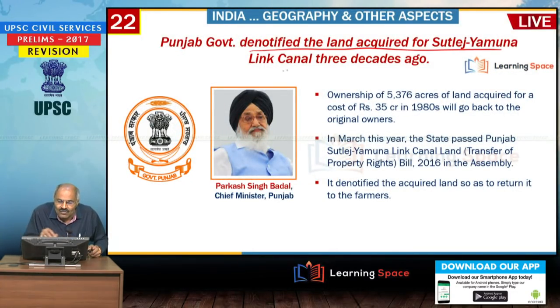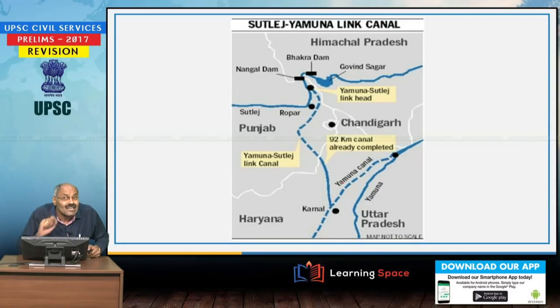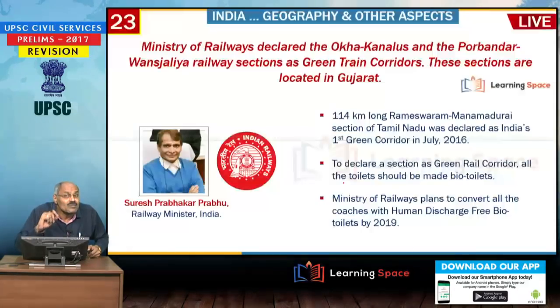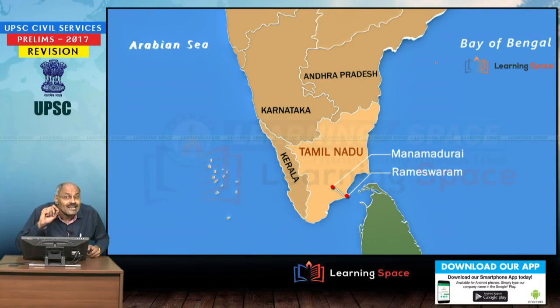The Punjab government denotified the land acquired for the Sutlej Yamuna link canal 3 decades ago, and here for this Sutlej Yamuna link canal, the state passed the Punjab Sutlej Yamuna link canal land transfer property bill 2016 in the assembly. So, a question can be asked on this Sutlej Yamuna link canal, so please be prepared with information about this. Then the Ministry of Railways declared some of the sections as green train corridors, and the first section declared a green train corridor is Manamadurai to Rameswaram.